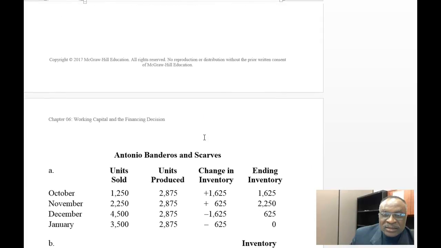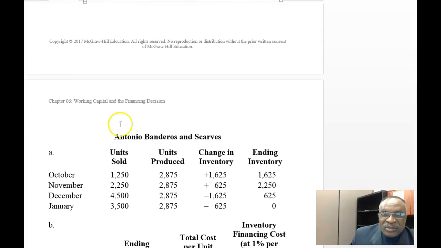Okay, so right here we have the units sold in each month. We have the units produced in each month right here. So if you take the units sold from the units produced, you have 1625. So the ending inventory for October is 1625. For November, you have 2250 units sold, 2075 units produced. So what is left will be 2075 minus 2250, which is 625.